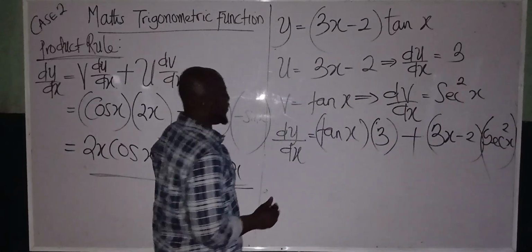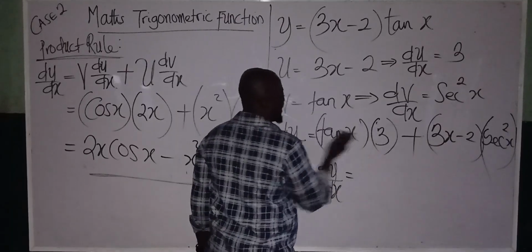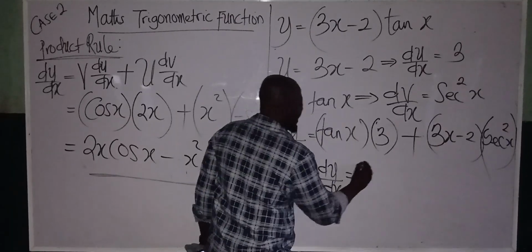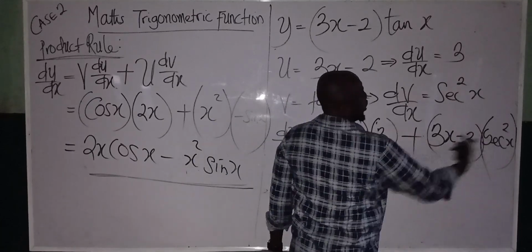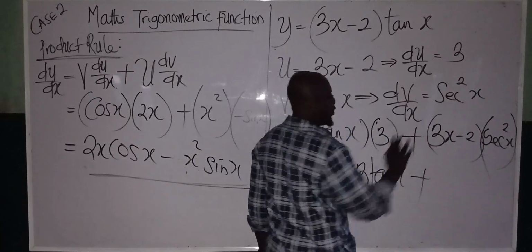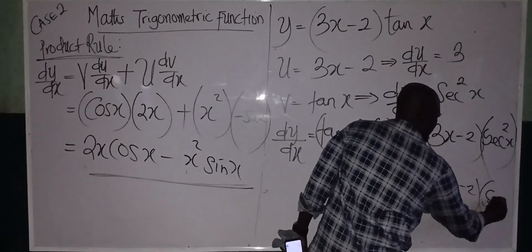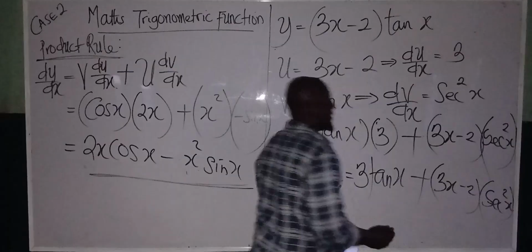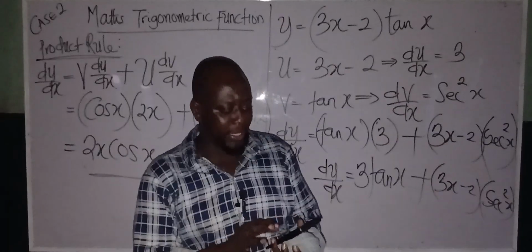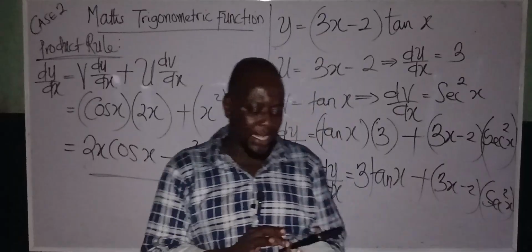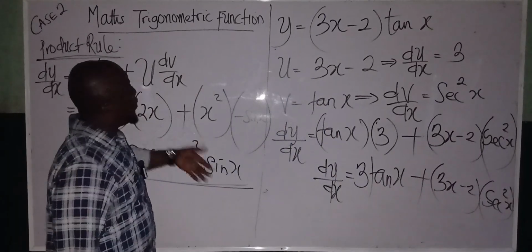So what do I do going further now? I will now say finally that my dy dx here, use this 3 to just come here, bring it here. That becomes 3 tan x plus all of this value there. You don't need to do anything again. Just bring this down, and then this becomes your answer. This is it. This is how you differentiate this going further. This is how you do that, and it has been solved. This is how we solve this.